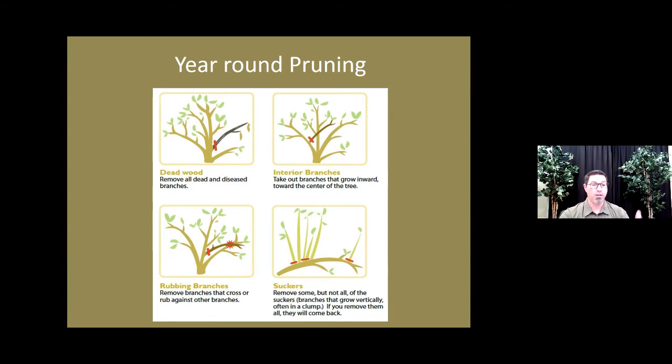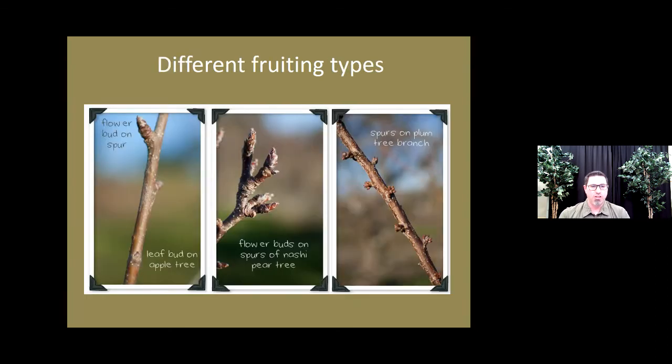So here are four things that you can absolutely do year-round to keep your fruit tree structurally sound and to help it be healthy. Next. So just be aware, again, this gets a little complex, but different types of fruit trees fruit in different ways.